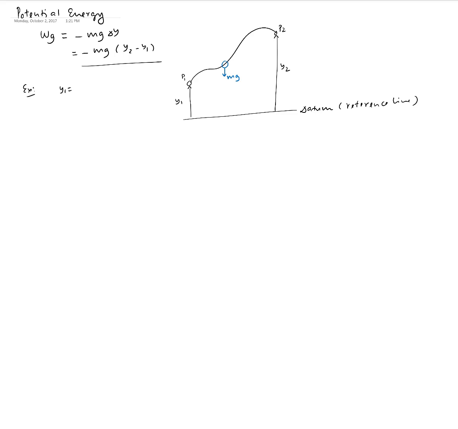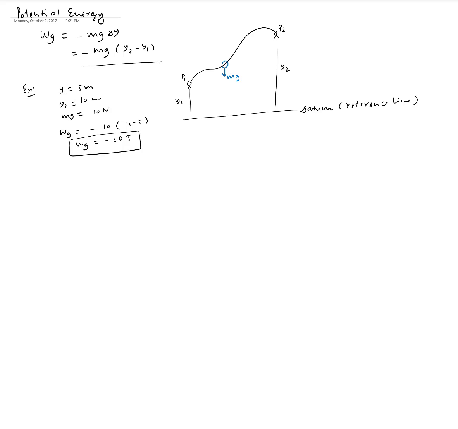Let's say initial y1 is 5 meters and final y2 is 10 meters, and the weight of the particle is given as, let's call it, 10 Newtons. Then the work done would be equal to minus mg, which is 10, times (y2 minus y1), so that's 10 times (10 minus 5), which will be minus 50 joules. So the work done is negative, as you can see in this case, because you're going from a lower elevation to a higher elevation. So we are saying that we have to do work against gravity to go to a higher elevation, and that's why the work done is negative.